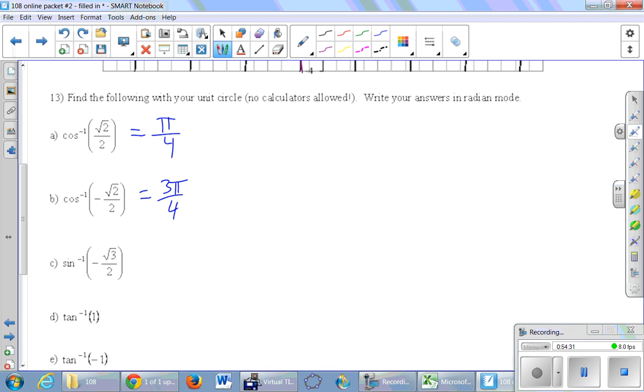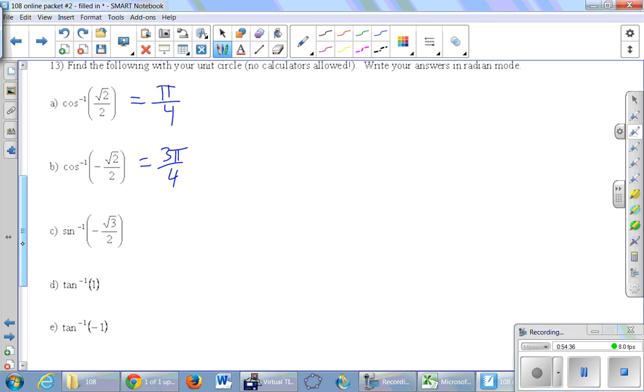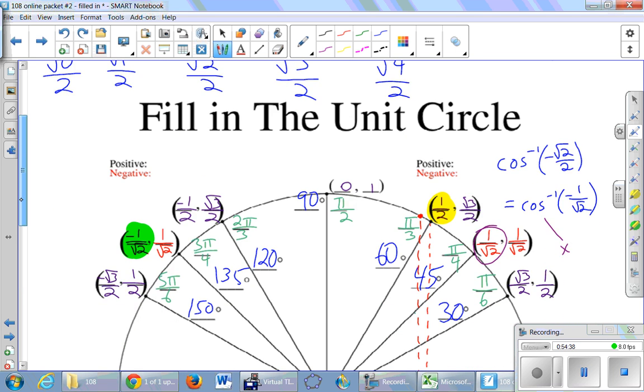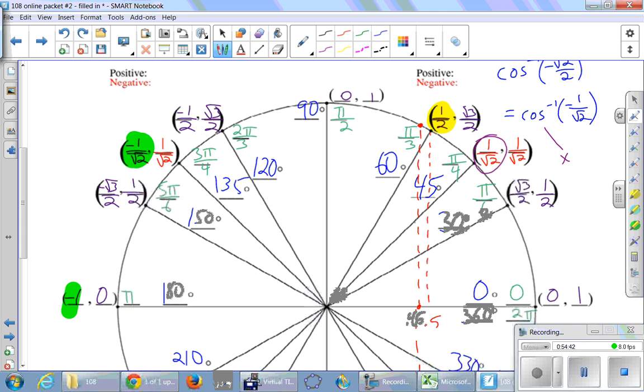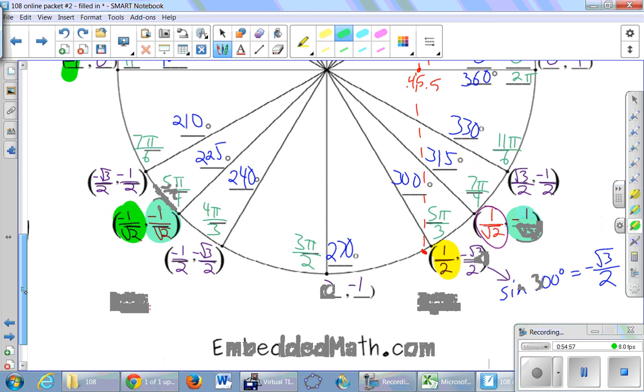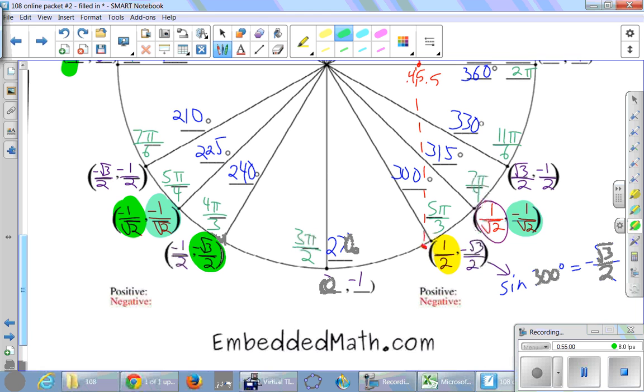Okay, so far so good. Let's take a look at this next one. Inverse sine of negative root 3 over 2. Okay, again, we are looking for inverse sine, so that's going to be a y value. So we want the y to be negative root 3 over 2. So the negative y's happen down below, so we'll focus down there. Negative root 3 over 2 for the y. It happens here, and it also happens here.